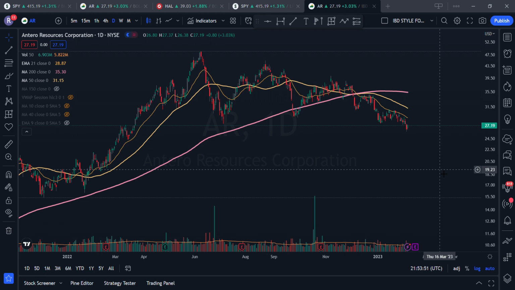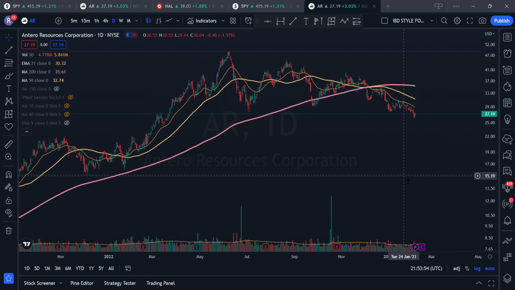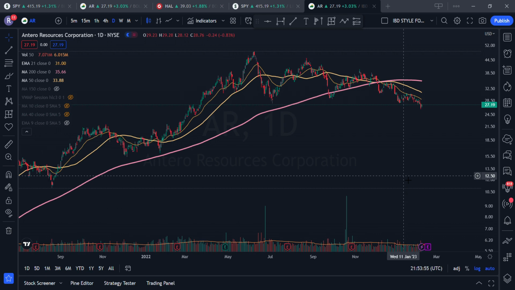These are the key features you want to look for, whether you are trying to long the stock or short the stock.